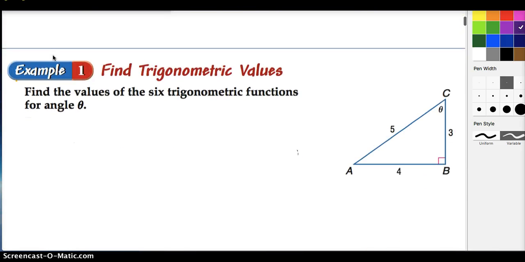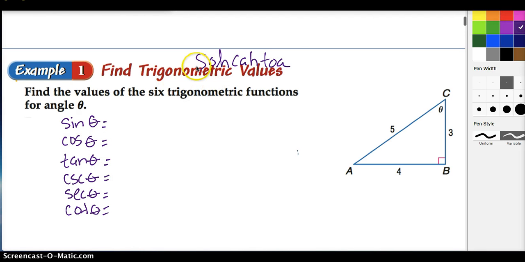All right, so let's take a look at this next example. Find the values of the 6 trigonometric functions for angle theta. Let's write those relationships down real quick. I didn't write down all of the relationships, but I wrote my little mnemonic device, SOHCAHTOA, so I can work this out. So we are going to stand here at angle theta, and use this triangle that we already have a lot of information about to find these relationships.